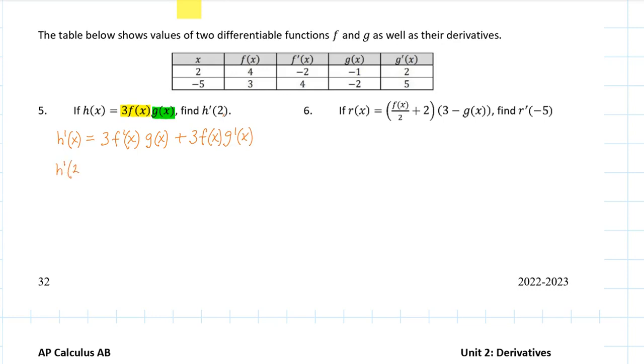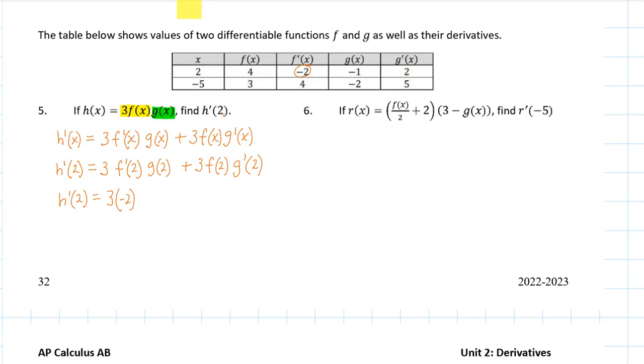H prime of 2 means that I need 3 times f prime of 2 times g of 2 plus 3 times f of 2 times g prime of 2. So we need to go pick those numbers from the chart up top. We're going to go ahead and do that. The 3 is going to stay there. I need f prime of 2. That's negative 2 right up here in the chart. F prime, that's negative 2.